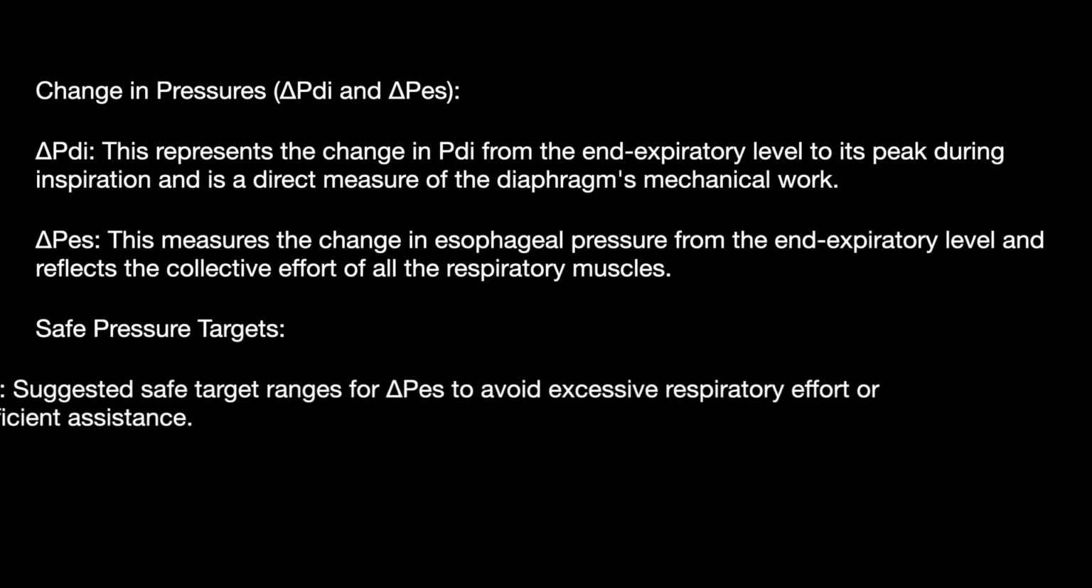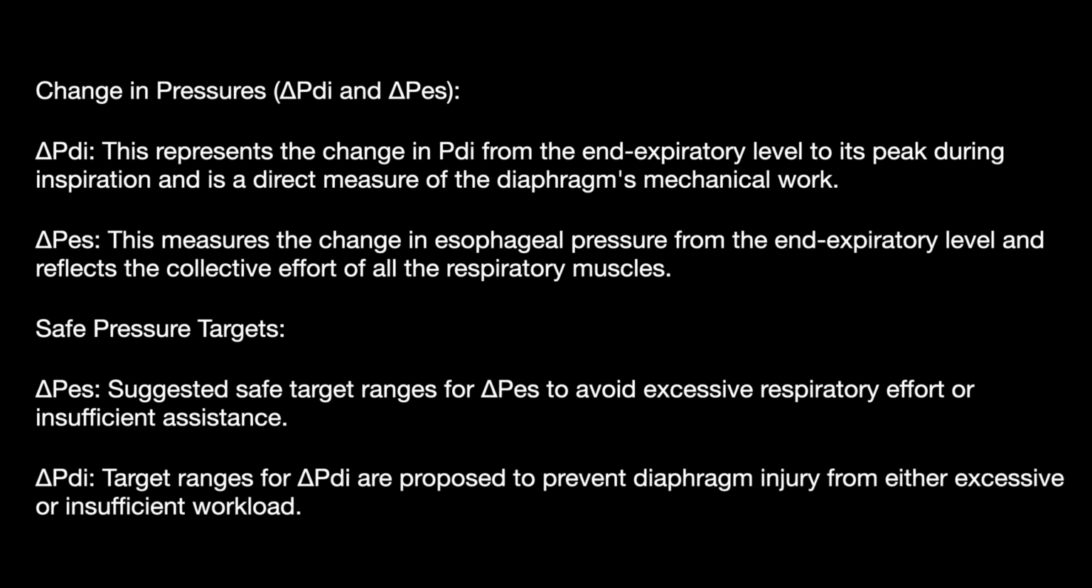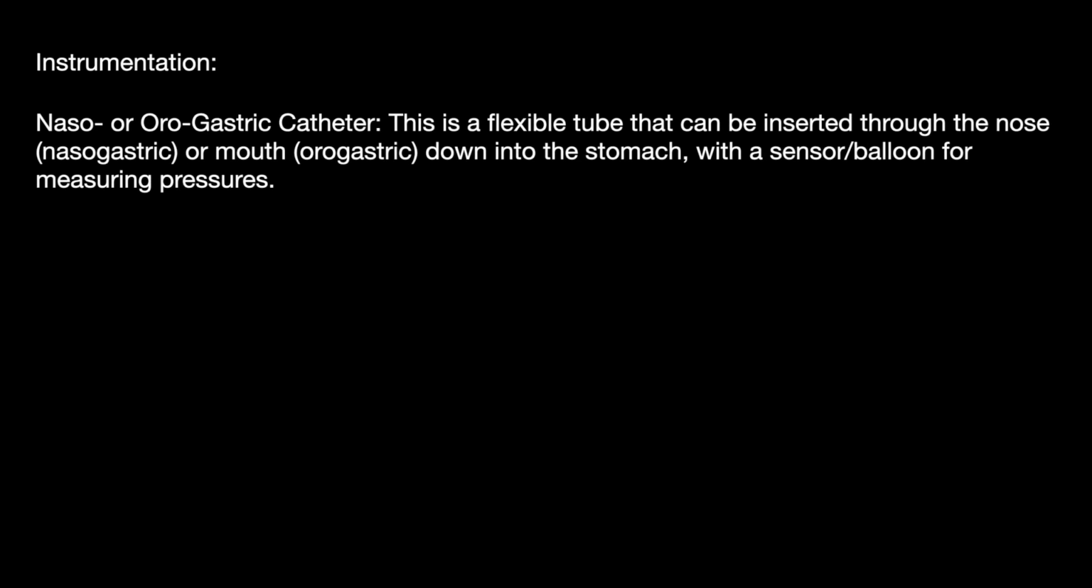So what are our safe targets? The suggested safe target for the delta esophageal pressure is to avoid excessive respiratory effort and insufficient assistance. Similar target ranges apply for the delta PDI, which are proposed to prevent diaphragmatic injury from either excessive or insufficient workload. So what is the instrumentation that we use? As I have told, we use a catheter which is naso or orogastric.